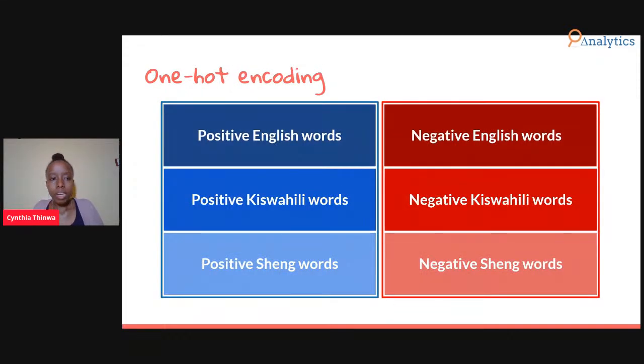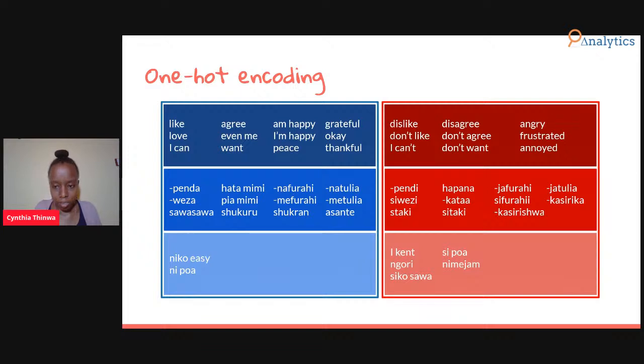So when we look at one-hot encoding, this is the slightly more manual part. Because our goal was sentiment analysis, we decided to look for positive words and negative words, but now look for words that are in the three dominant languages that we saw earlier. So we look for English words, for Kiswahili words, and for Sheng words. And that resulted in us selecting these words.